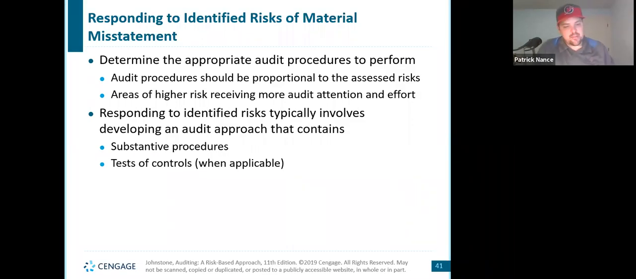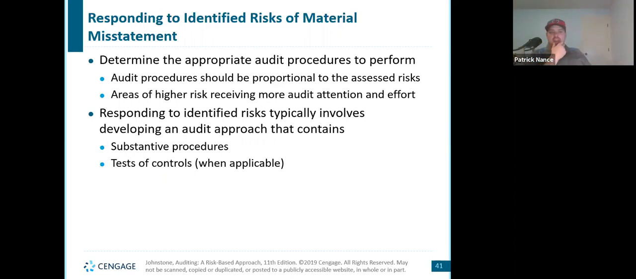Okay, and we're now looking at auditing, Chapter 10, continuing with Chapter 10. We're on page 512 or so, looking at responding to the identified risks of material misstatement.